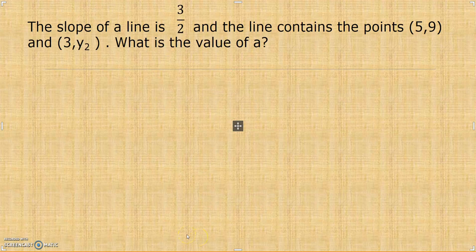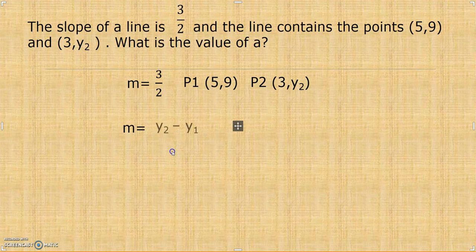Our second example. The slope of a line is 3 over 2, and the line contains the points 5 and 9 for our point 1, and for our second point, x sub 2 is 3 and y sub 2 is missing. So what is the value of a, or our y sub 2? Again, let's write the given values. So we have the slope 3 over 2 and point 1, x sub 1 is 5 and y sub 1 is 9. For our point 2, we have 3 as x sub 2, and y sub 2 is the missing value.